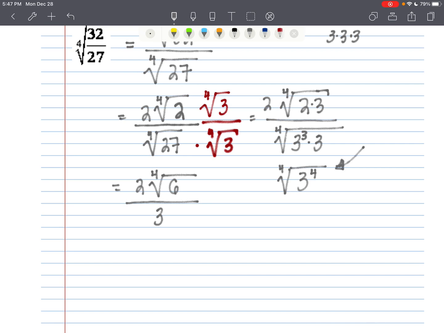This right here, hopefully, if you don't have an aha moment right now, you will have an aha moment a little later on when we talk about rational exponents and radicals. But this is our final answer right here. 2 times the 4th root of 6 over 3.